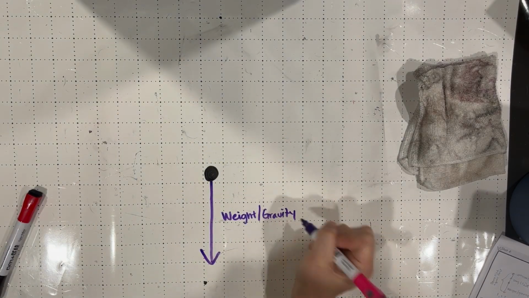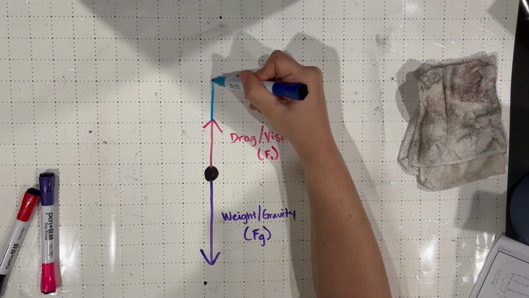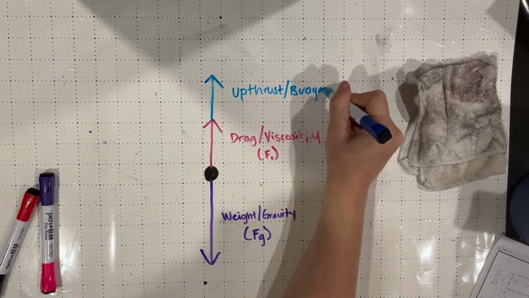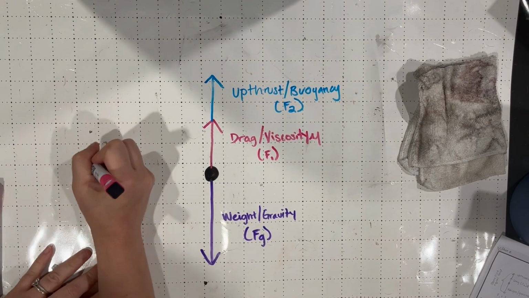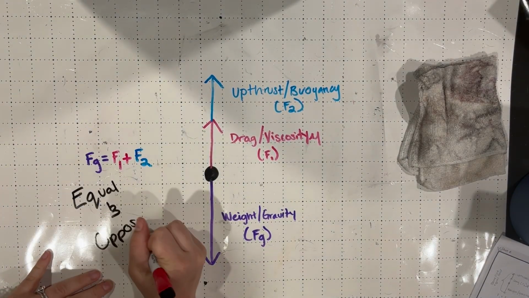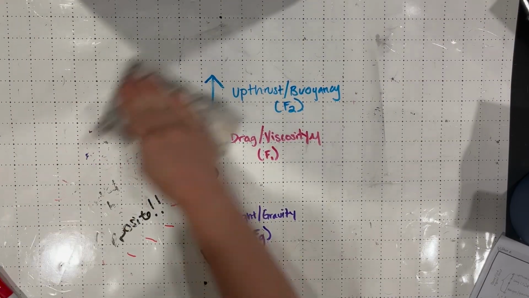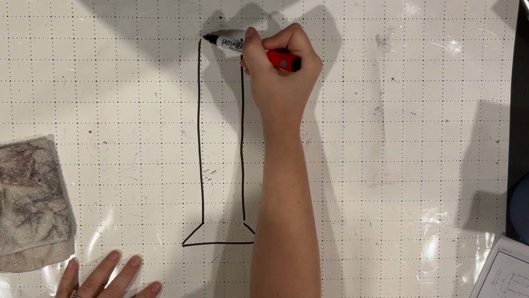Here we have weight or gravity pulling down, then we have drag and viscosity pulling up, and at an equal force to the drag and viscosity, we have upthrust and buoyancy. So the force of gravity is equal to the combined force of the drag and the upthrust, equal and opposite. Therefore, zero. Therefore, constant.